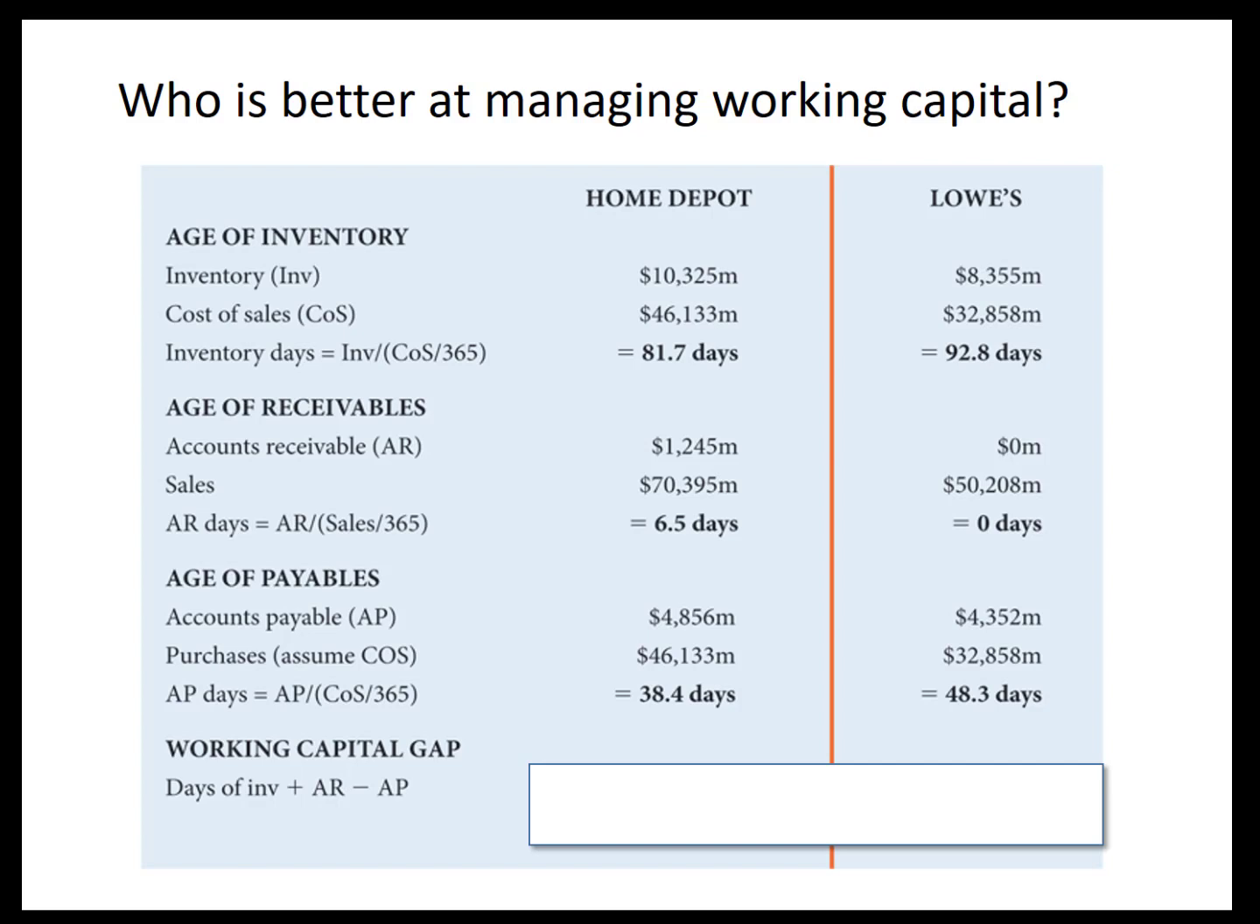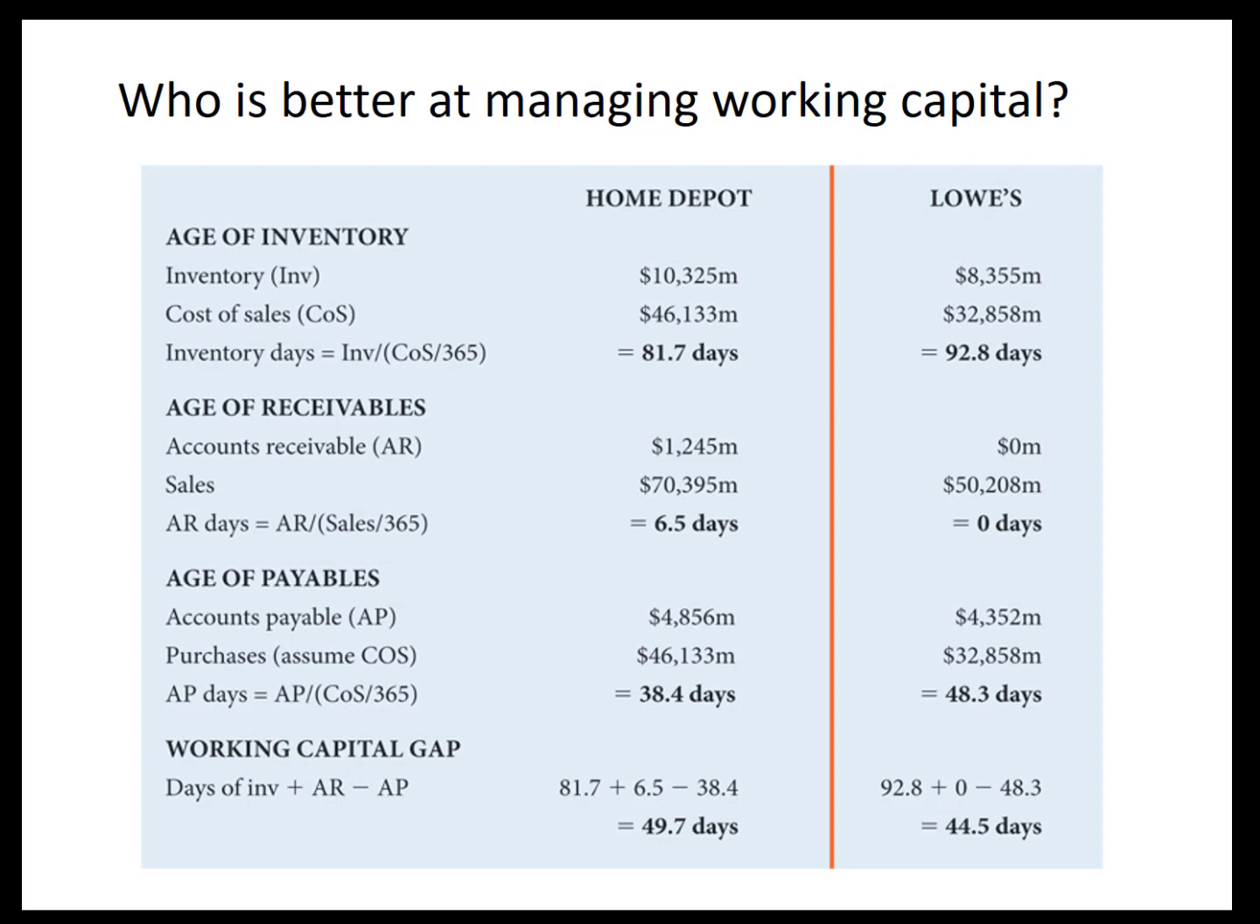So remember that the cash conversion cycle is inventory plus accounts receivable minus payable. As we can see here, Home Depot takes 49.7 days, that's their gap, and Lowe's is 44.5. Lowe's is better at managing their working capital, although one could argue that not offering any credit to customers and having days of receivable of 0 is quite an extreme situation, so maybe this is hurting their sales. Anyways, this is how we use working capital ratios to evaluate a company.